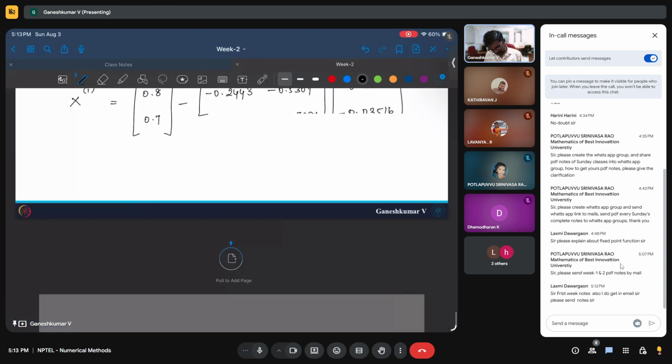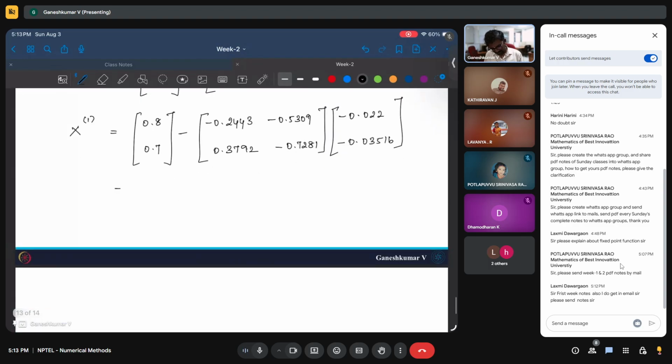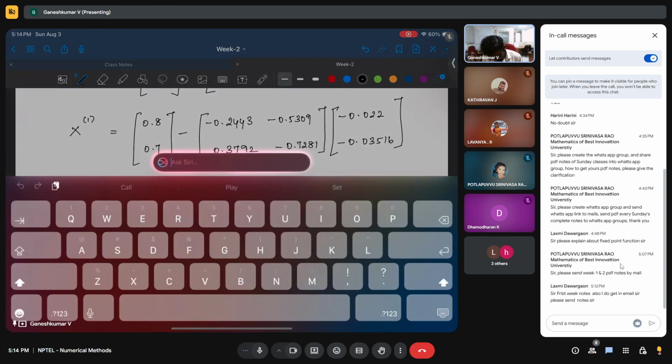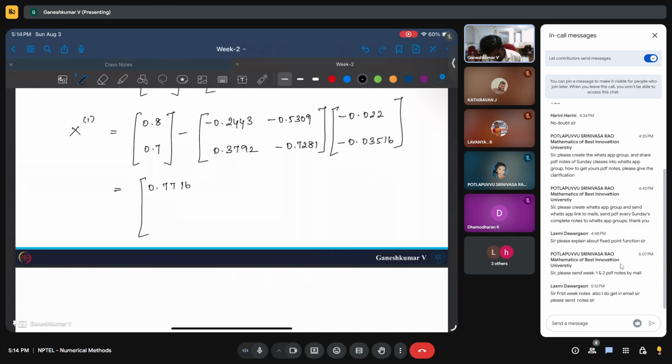Okay, so this is the matrix multiplication. These two are matrix multiplication, and 2 cross 2 times 2 cross 1 will give you 2 cross 1, right? And then it will be a vector, and you can subtract these two vectors to get the first iteration value. So here I'm going to write down the solution for you guys. This is going to be 0.7716, and this is 0.6827. Okay, this is your first iteration value.